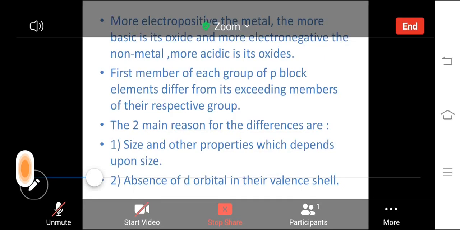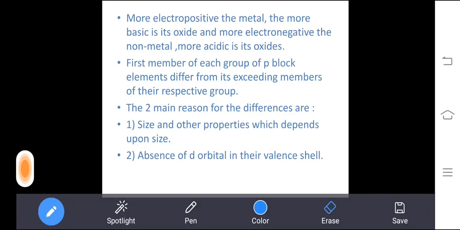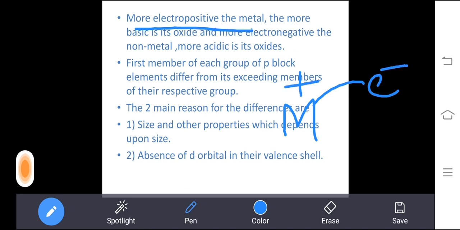So the next one, electropositive. The more electropositive the metal, as we know, metals have a tendency to lose electrons. As it loses electrons, it gets a positive charge, so it is said to be electropositive. The p block elements contain metals also.